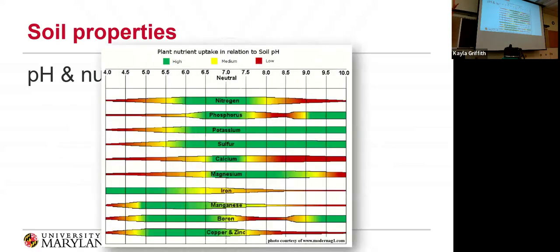I'm sure you guys have all seen this chart before. You can see here that when you're between 5.5 and 7, this is when all of the right nutrients are available to the plants. If you get too acidic, go to the left, you're going to have more iron than nitrogen, phosphorus, and potassium. And if you get too high, it goes the other way. So you want to hit right in the middle. That's when everything is available.